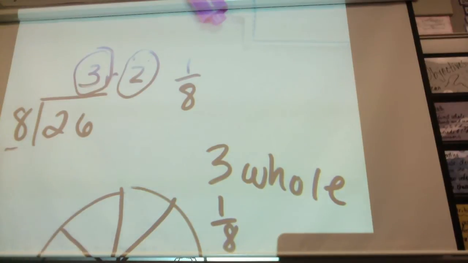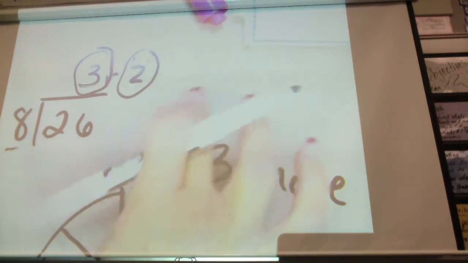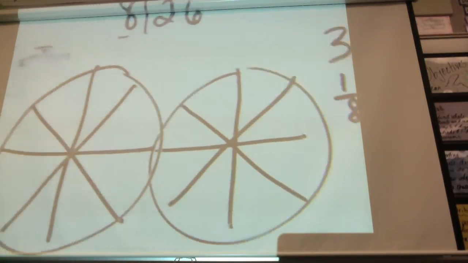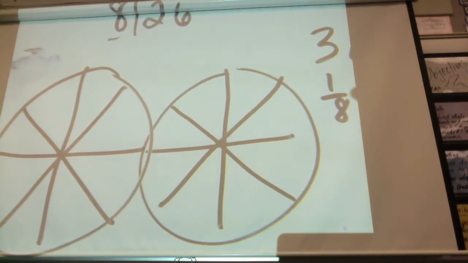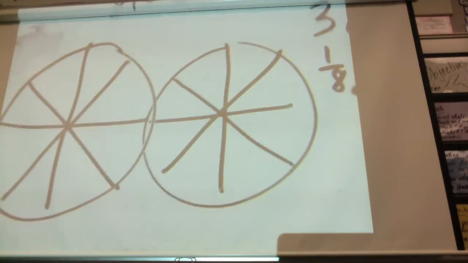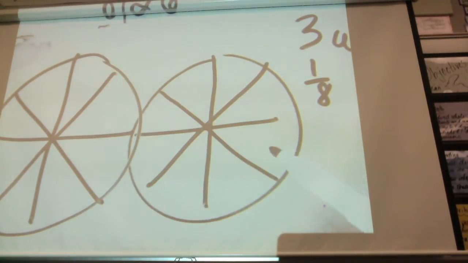Right? Because if this was 26, this would be remainder 2. Can I use the same process? Yes. Because I can divide both those pizzas into 8s. There's my other pizza, right? And then if I divide that other pizza in 8s, how many pieces are each of those kids going to get?